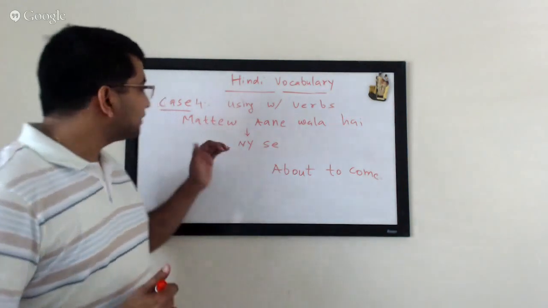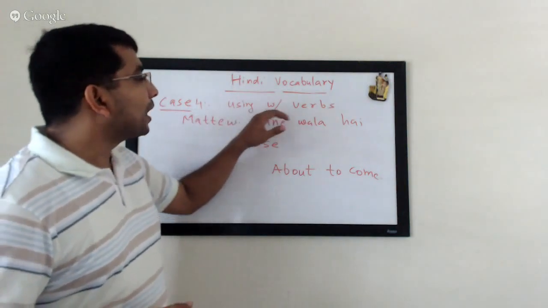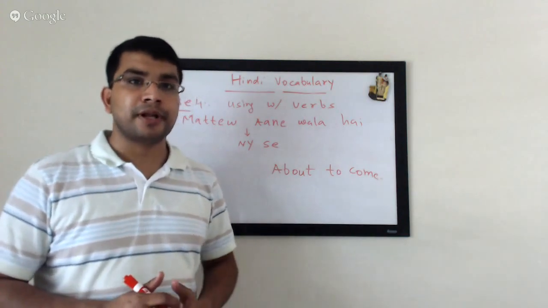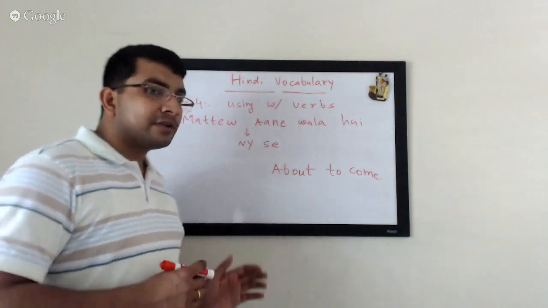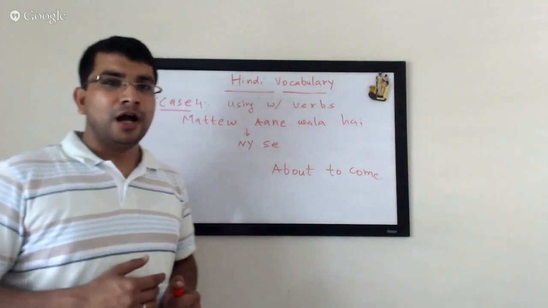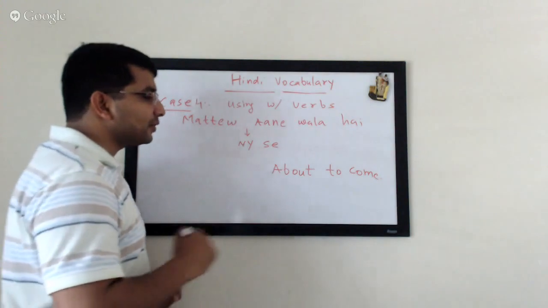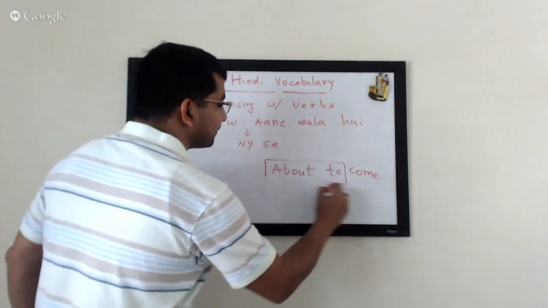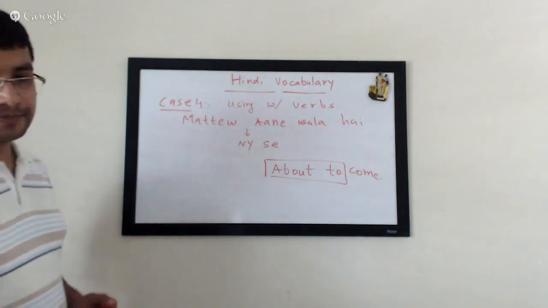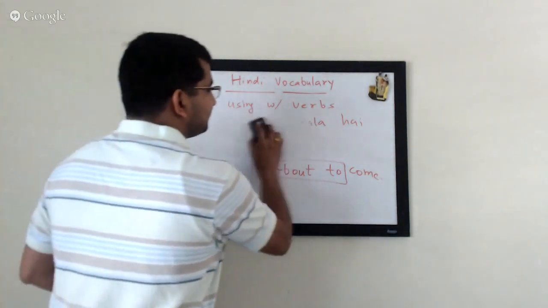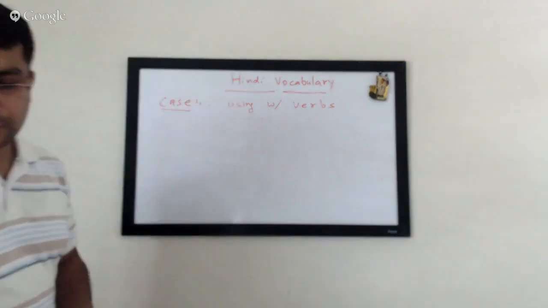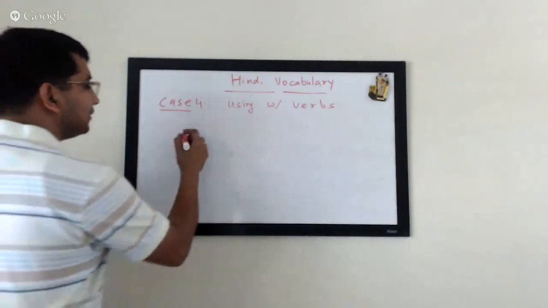So in this fourth case, when you're using wala with a verb, it means something that's about to happen in the future, right? You can use it in the past also, but let me first write down all the scenarios for the future, so that way it will give you an idea. So something that's about to happen, about to, right? Thanks for trying, everyone. Good. So let me write down all the verbs.